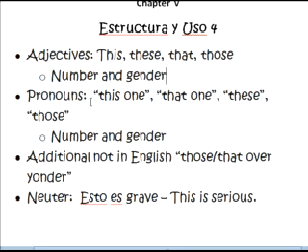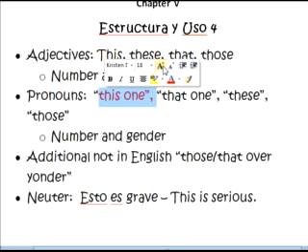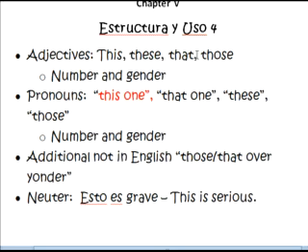All right. You will also remember that a pronoun is a word that replaces a noun. So if I'm talking about a table in this one, I'm no longer saying this table, I'm saying this one, esta. If I'm talking about a book, I'm not saying that book, I'm saying ese. Okay? Same thing with these and those. And just like the corresponding adjectives, it also agrees in number and gender.